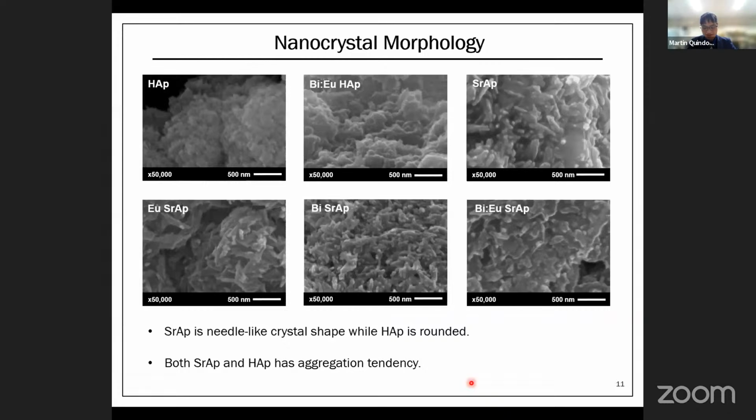So next, I checked the nanocrystal morphology, and we can see here that the strontium apatite and hydroxyapatite have a different shape. For the hydroxyapatite, it is rounded, but for strontium apatite, we have a needle-like crystal shape. And this is probably caused by the difference in the electronegativity of strontium and calcium. And another important observation is that the strontium apatite and hydroxyapatite show an aggregation tendency.